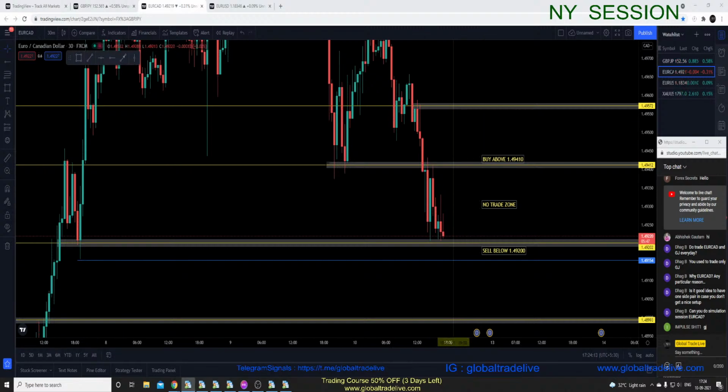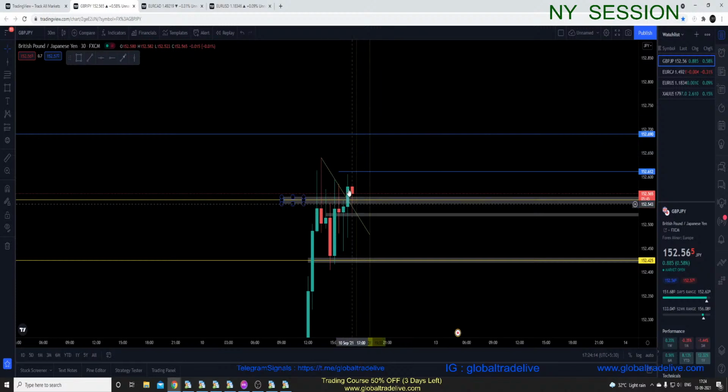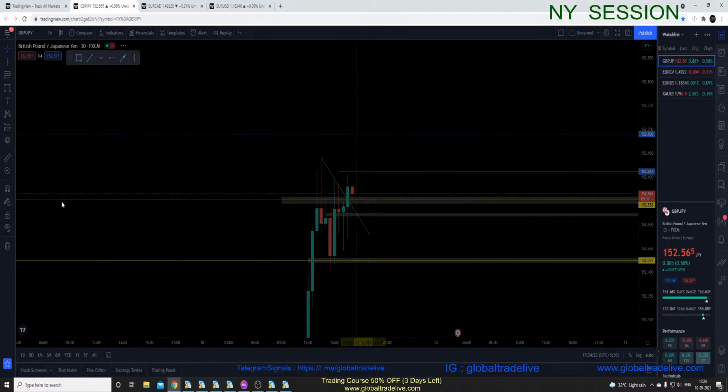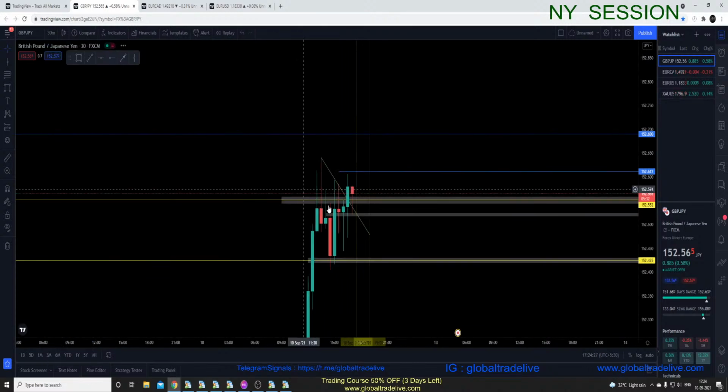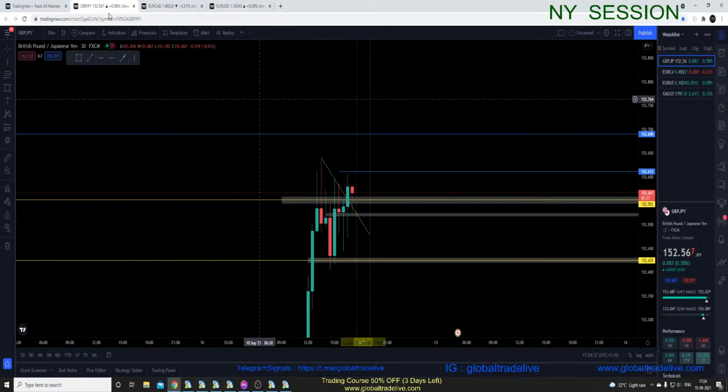Okay guys, so GBP JPY is now moving up, about to close in 5 minutes, this candle over here, and the 1 hour candle will be also closing. So if this 30-minute candle closes above 152.550, then it will be a great buy on the next candle.